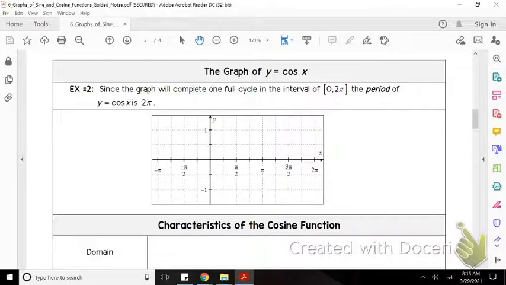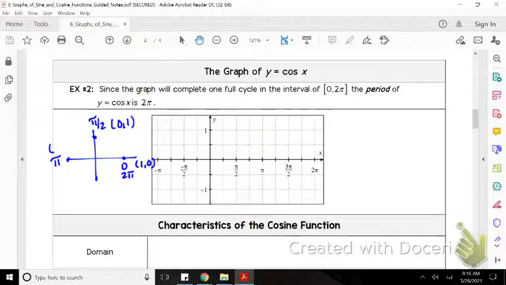All right, the graph of y equals cosine of x. It's the same thing. We're going to use those same ordered pairs, okay? 0 and 2 pi, which both have the ordered pair (1, 0). Here was that pi over 2, which has the ordered pair (0, 1). Pi, remember, has the ordered pair (-1, 0). And 3 pi over 2 has the ordered pair (0, -1).